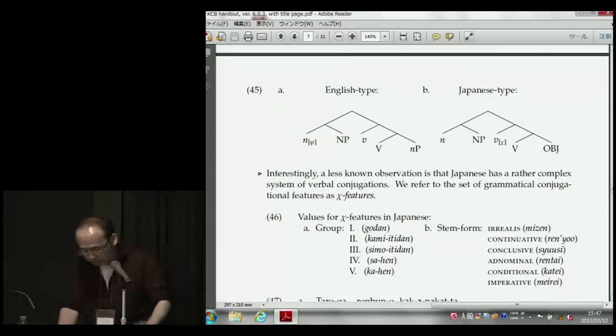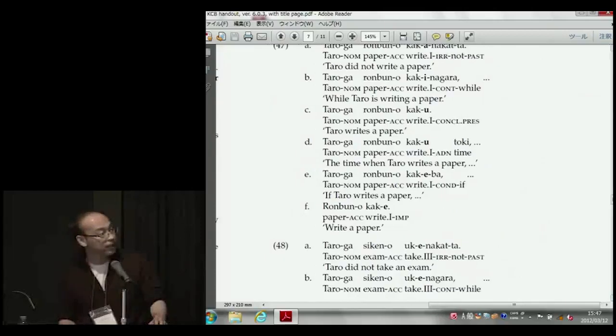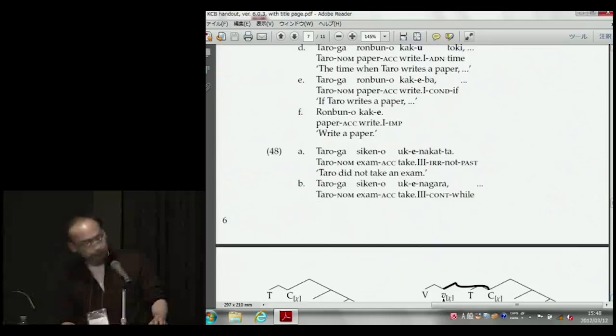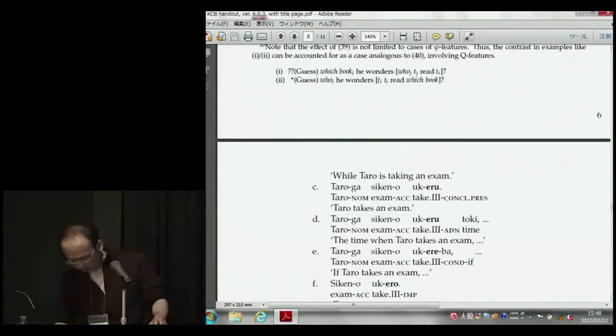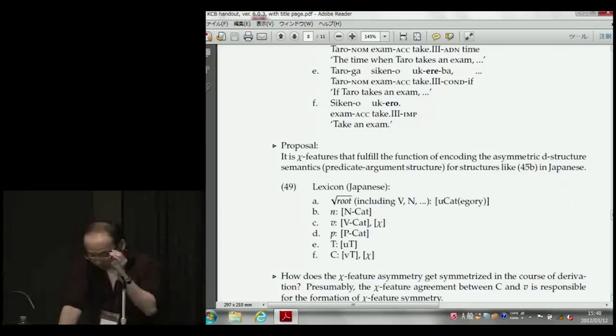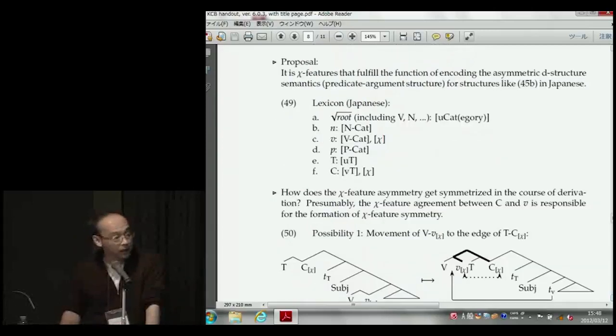We propose the lexicon in 48 for Japanese. Which is minimally different. The Japanese lexicon is minimally, as I said, minimally different from English in that it lacks phi features, but its little v and capital C have kai features. This sole difference derives a number of interesting properties of Japanese syntax, as we will see shortly.